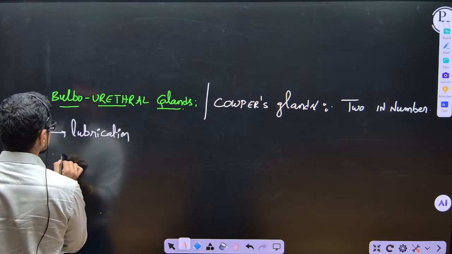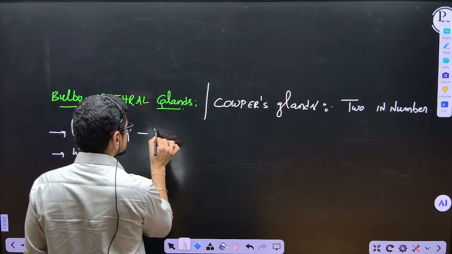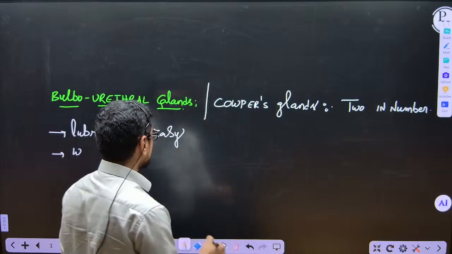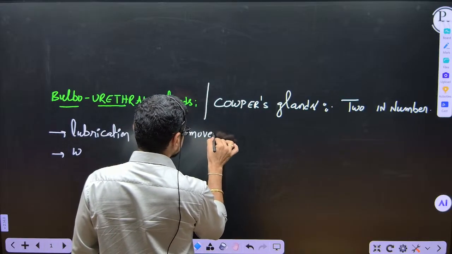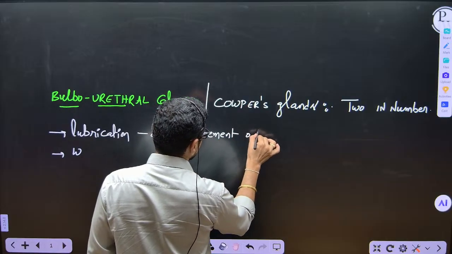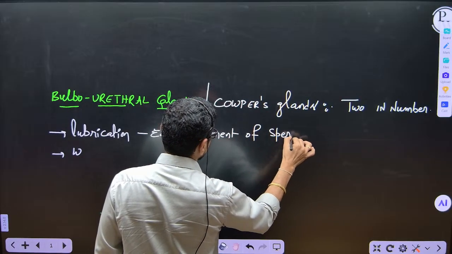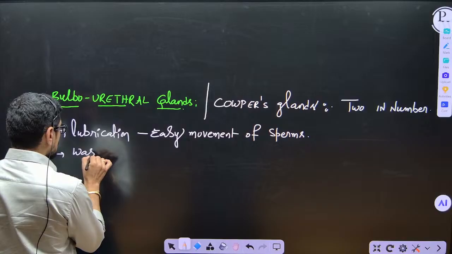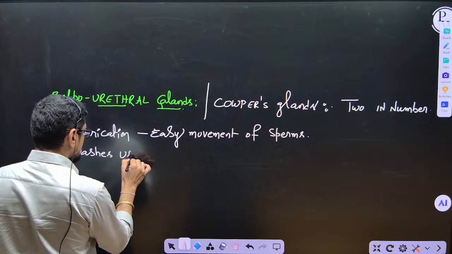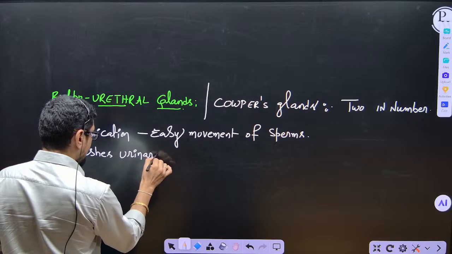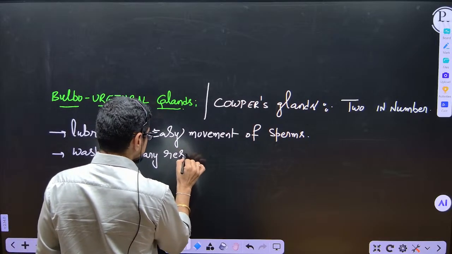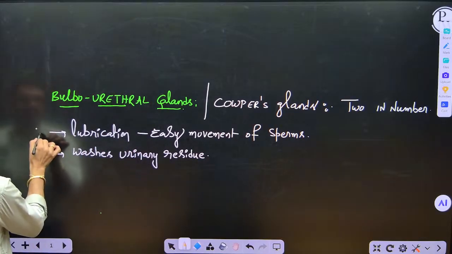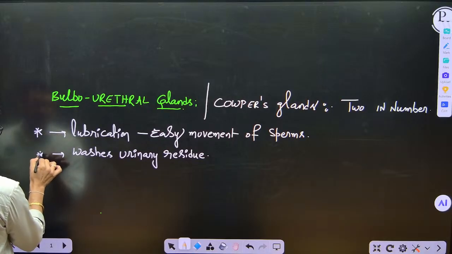Lubrication means simply easy passage. It helps the sperms have an easy pathway. So, easy movement of sperm. Easy movement of sperms is possible because of these bulbourethral glands. So it washes out the urinary residue. That is their function.